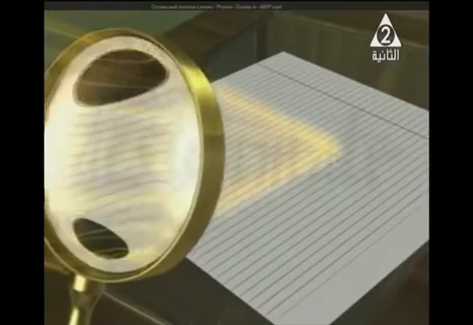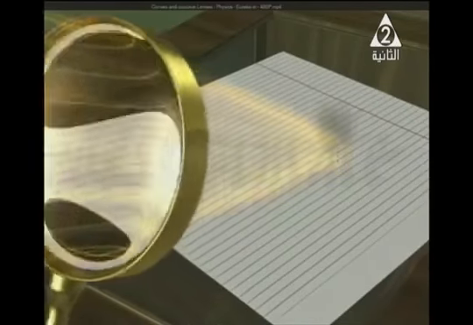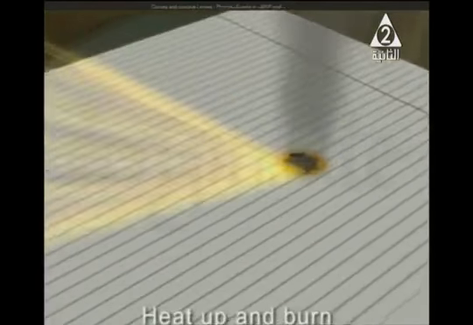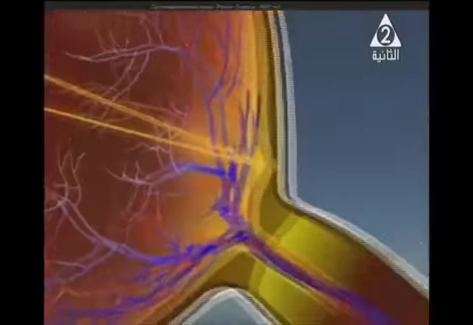A convex lens forms a real image, and it can collect the light rays to burn paper after collecting the sun rays. Also, the eyes of humans and animals are formed from convex lenses.